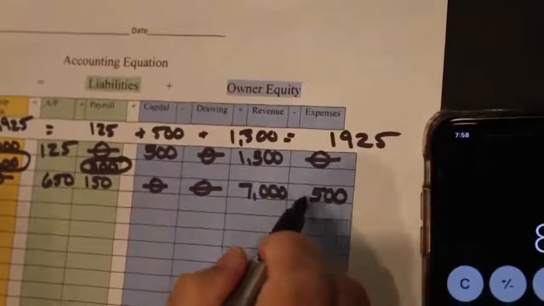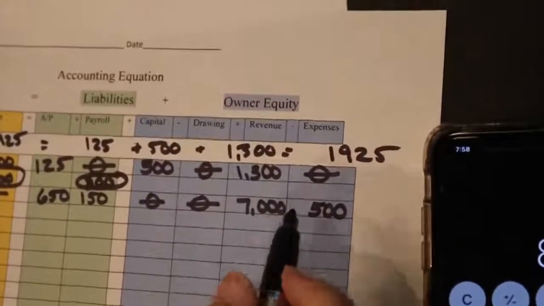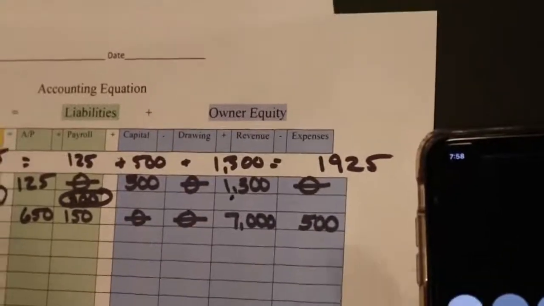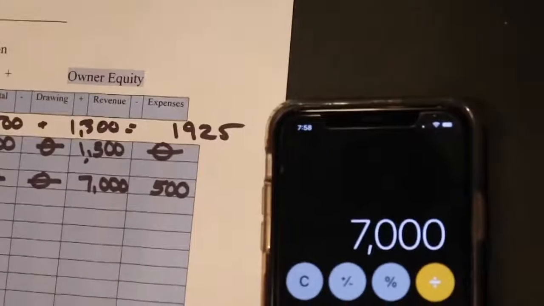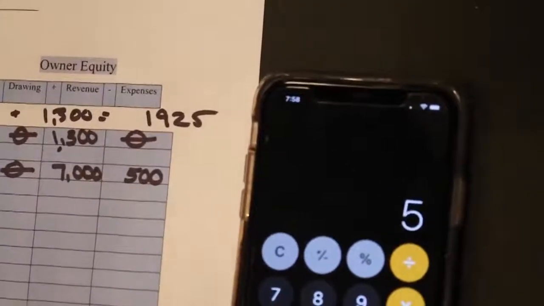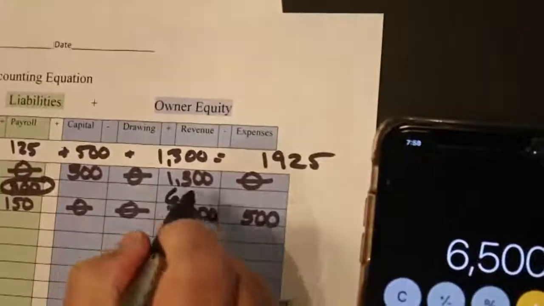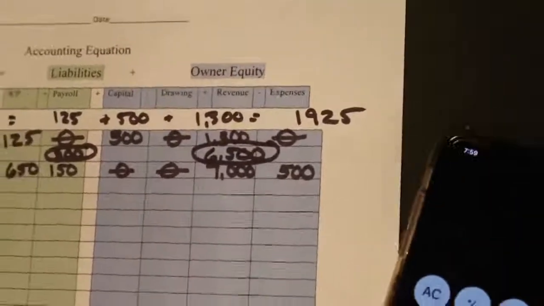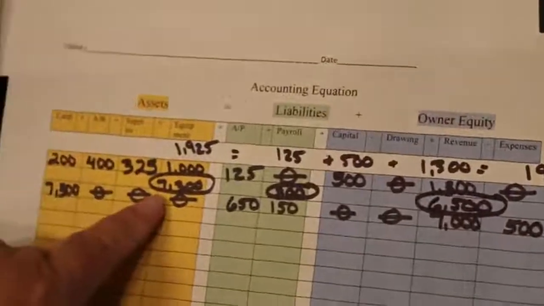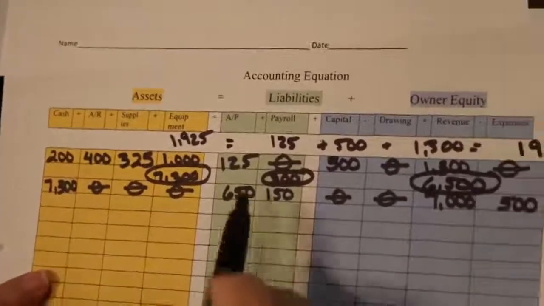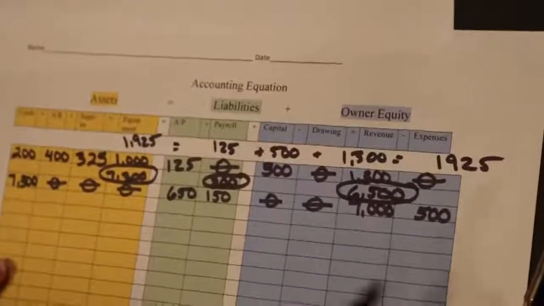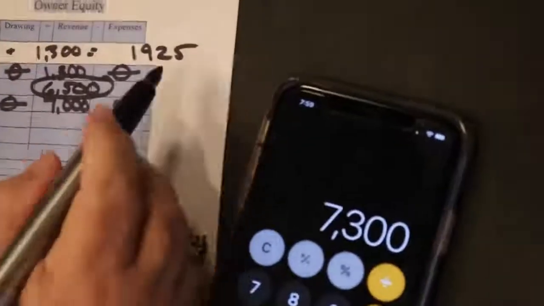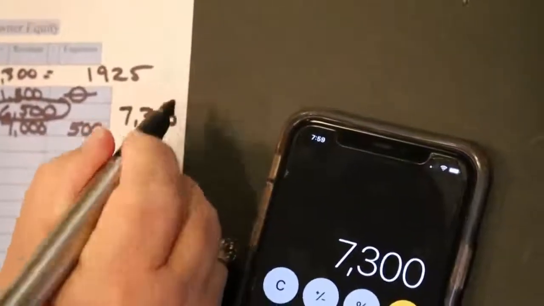So instead of adding this $500, what am I going to do? Subtract. I'm going to subtract it. So that leaves me with what? 7,000 minus 500 equals 6,500. All right, so now let's see if we balance. We have 7,300 equals 800 plus 6,500 equals 7,300. Do we balance?